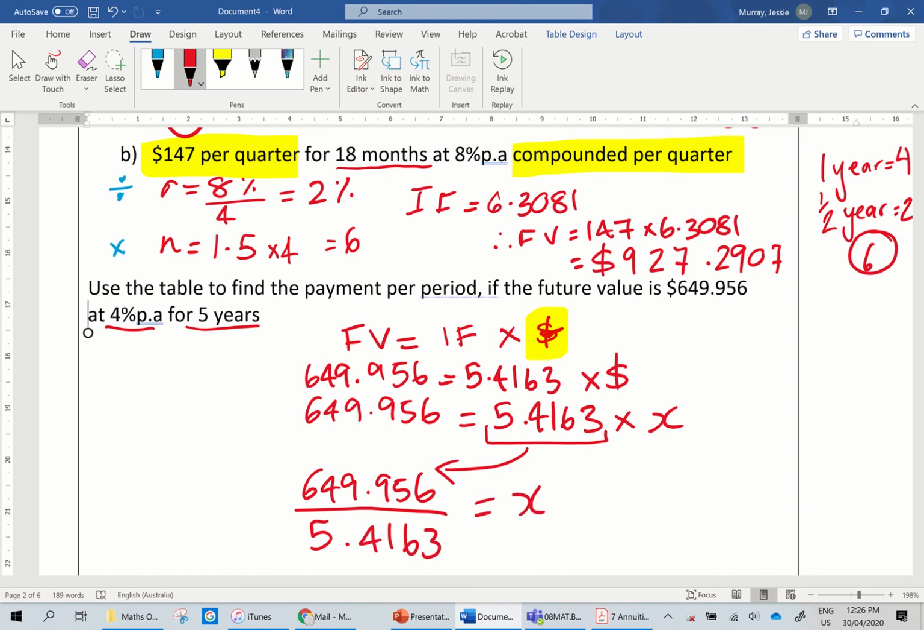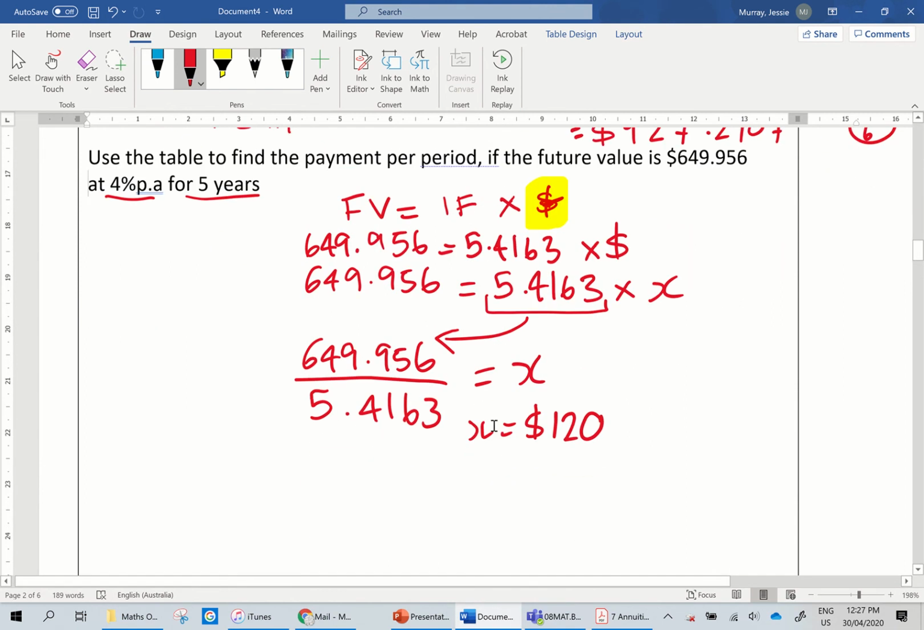When I divide that, hopefully it works out a nicer number. And it does, just as I hoped, $120. So it's just a backwards question. So if they said, just as we did in the questions above, $120 per year at 4% per annum for 5 years, you would have found that the future value became $649.56. That's as hard as those sort of questions get. And that goes up to your level 3.